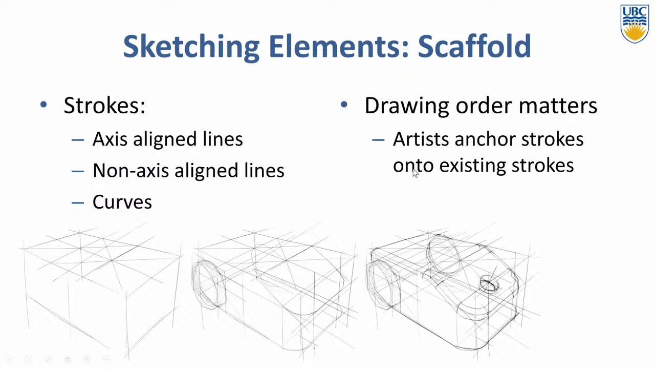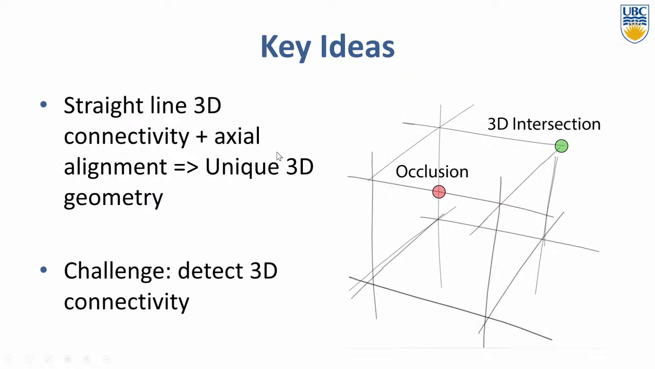There's a mixing, but when artists draw, they anchor their strokes onto existing scaffolds. So when you add a new line, you typically add it such that it has at least one, if not more, intersections with previously drawn lines. So you have this anchoring process which the artist employs, and we, as people who develop algorithms for parsing drawings, can similarly leverage. So at the key core of our algorithm is the observation that if we have straight line drawings with known connectivity and knowing which of the strokes are axis aligned, and many of the strokes are going to be axis aligned, then we can extract the 3D geometry from this data. So if the connectivity is known and the actual alignment is known, we can compute the geometry.